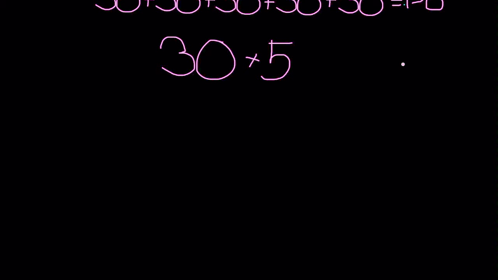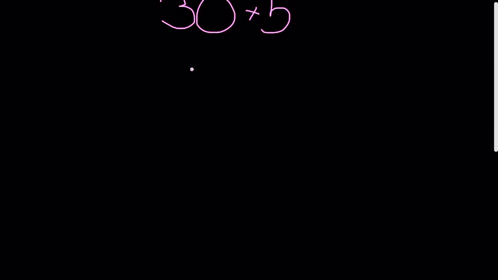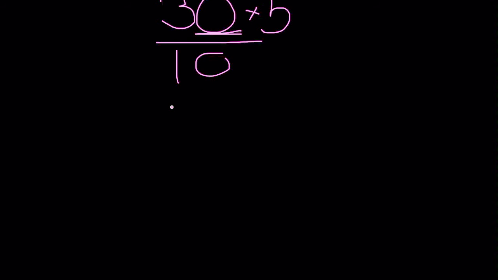So instead, we could do 3 times 10 times 5, because any number that ends with a 0 is automatically divisible by 10. That means if we divide this by 10, we get 3. So we know that 3 times 10 is equal to 30.